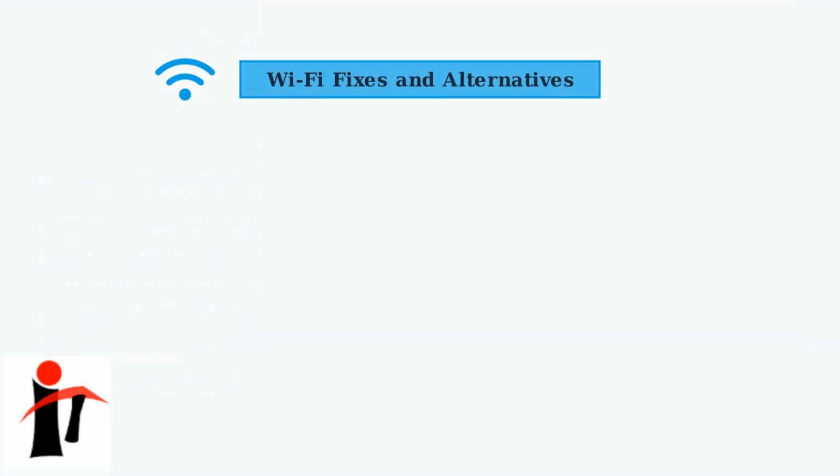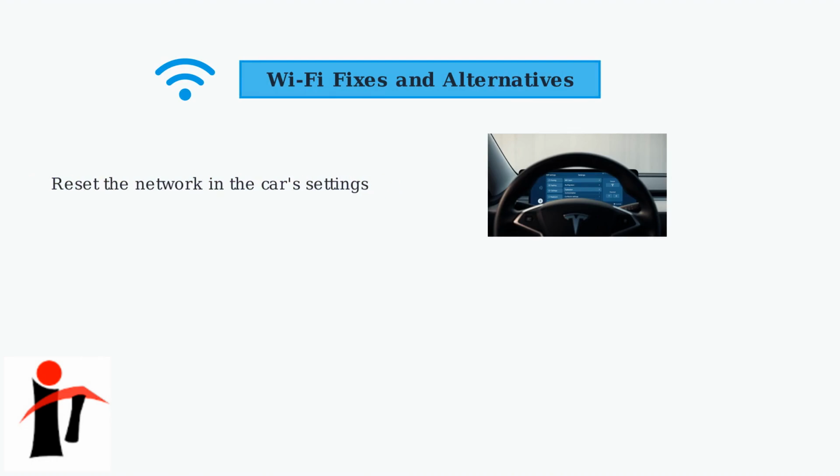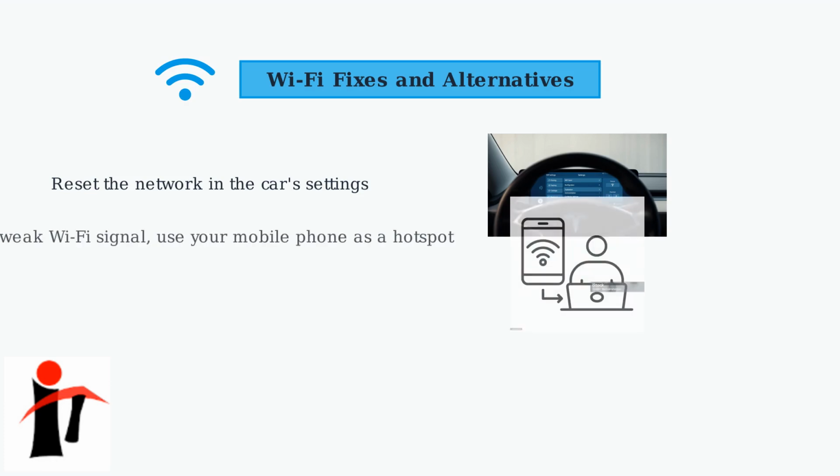If the soft reboot doesn't resolve the update issue, focus on your Wi-Fi connection. Start by resetting the network in the car's settings menu. If you have a weak Wi-Fi signal, try using your mobile phone as a hotspot to provide a stable connection for the update download. Alternatively, connect your Tesla to a different Wi-Fi network that offers better speed and reliability.